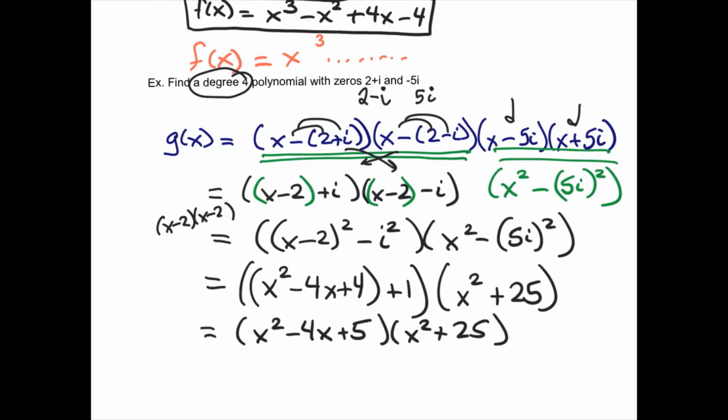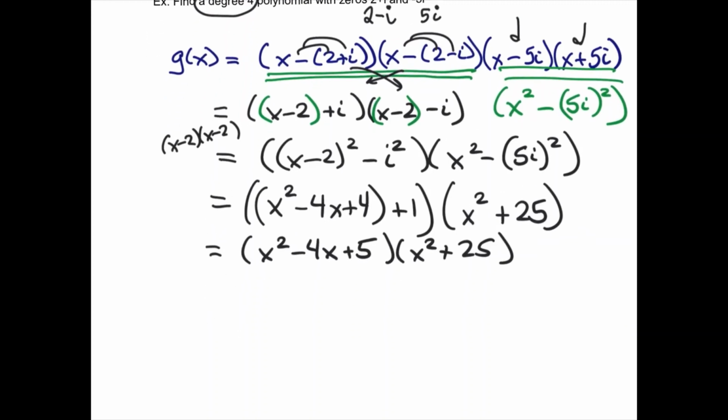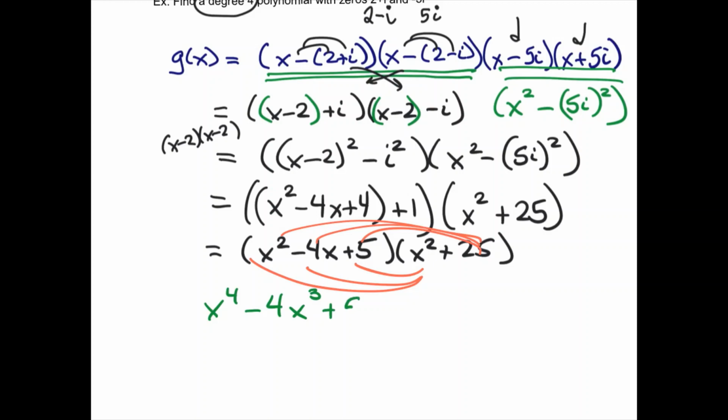So from there, all I have to do is FOIL that together to get our final polynomial. What I'd probably do is start with the one on the right, multiply the x squared to everything, and then multiply the 25 to everything. So x squared times x squared is x to the fourth. X squared times minus 4x is minus 4x to the third. X squared times 5 is 5x squared.